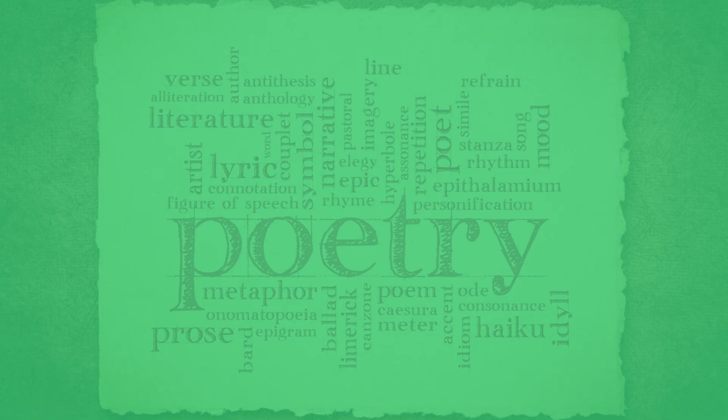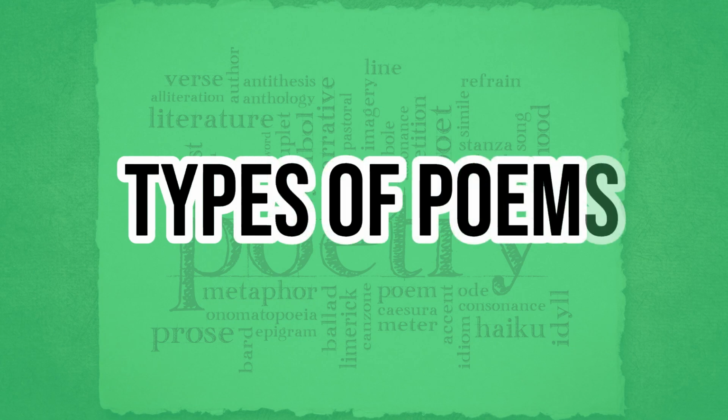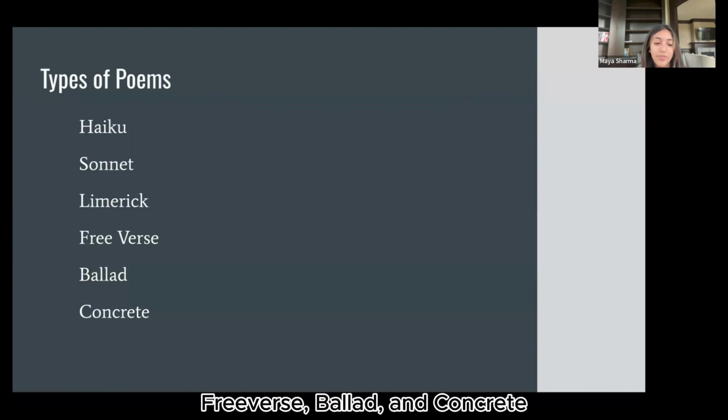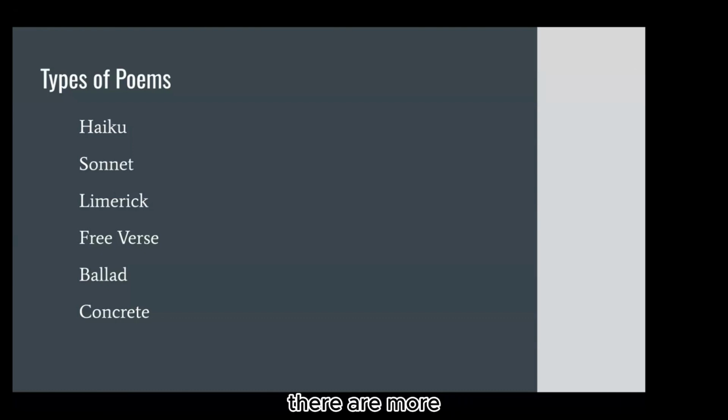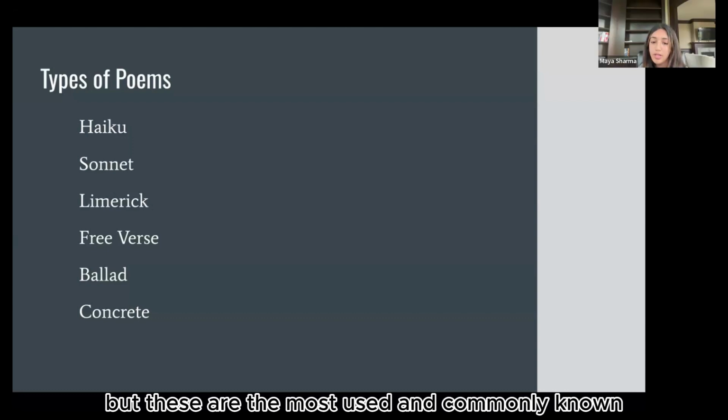So now we're going to be talking about the types of poems. So we have haiku, sonnet, limerick, free verse, ballad, and concrete. So we're going to be discussing all these poem types. There are more, but these are the most used and commonly known poem types.